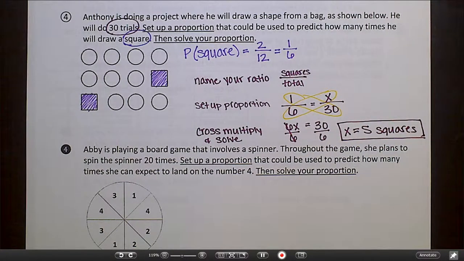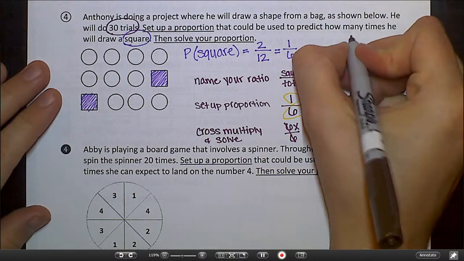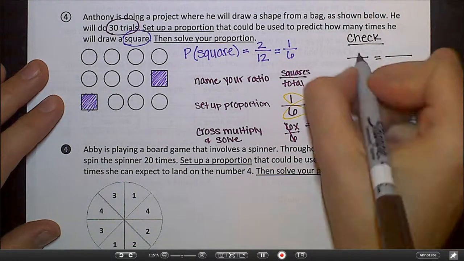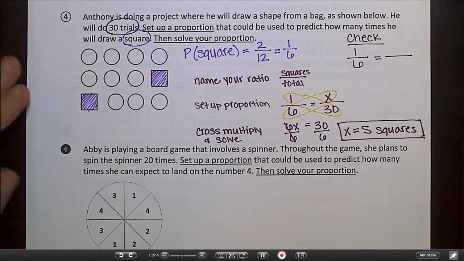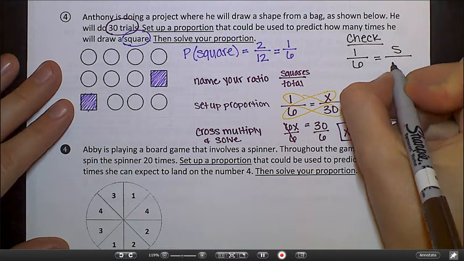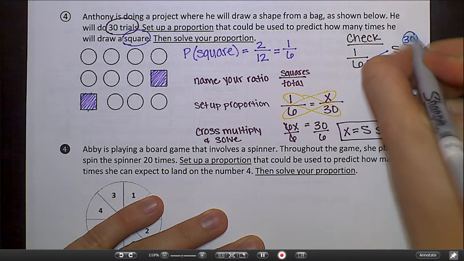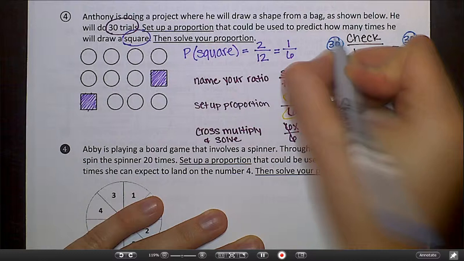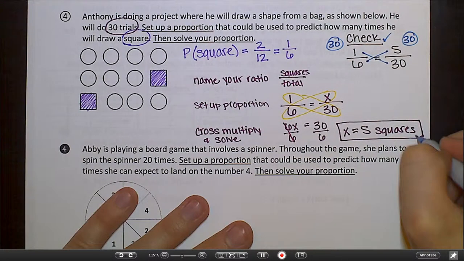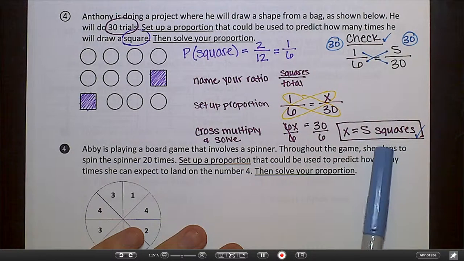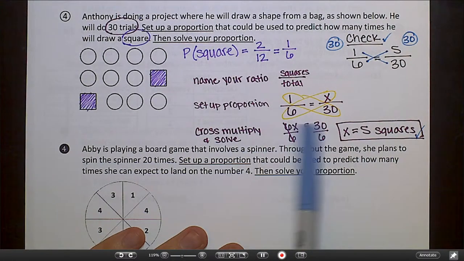But if you want to make sure that you're not making a mistake, the next thing to do is to check. So I'm going to start with 1 over 6, or you could use 2 over 12. And then I'm going to plug in 5 and see if 5 over 30 gives me the same thing. So 6 times 5 is 30. 1 times 30 is 30. So that does work. It is proportional. And I know that my answer is right. So for this, we not only need to be able to get the right answer, but we also need to know what proportion would give us that answer.